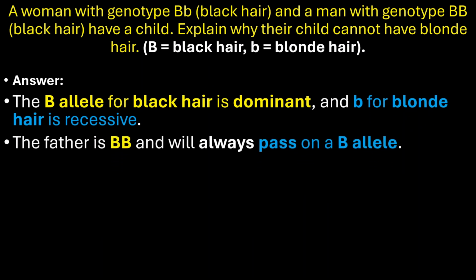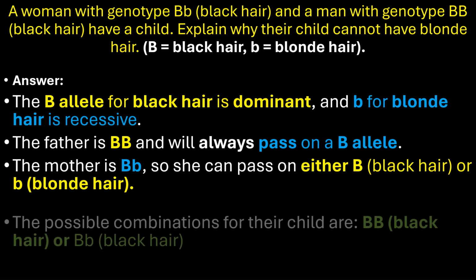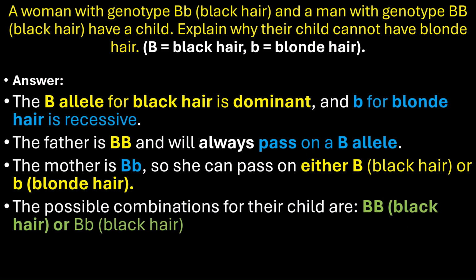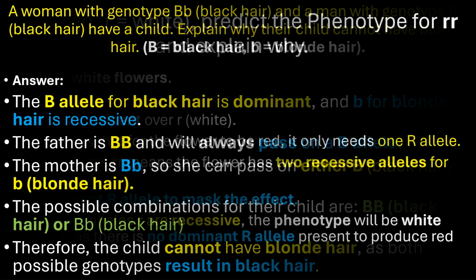And then you go on to explain what the parents carry, or the genotype of the parent. So the father has two capital B, is homozygous dominant, and will always pass on a B allele. The mother is heterozygous, so she can pass on either B, black hair, or small letter b for blonde hair. So the possible combinations for their child are homozygous BB for black hair or heterozygous Bb for black hair again. Therefore, the child cannot have blonde hair, as both possible genotypes result in black hair. And that is how you explain in exams.